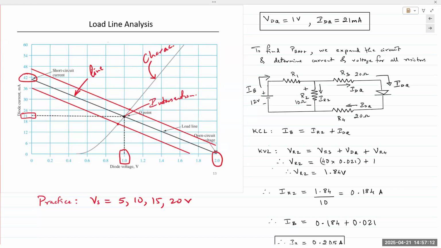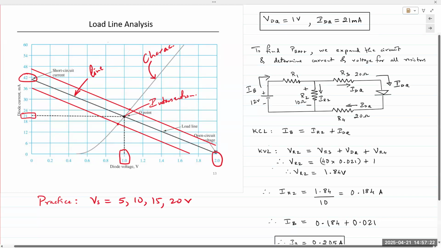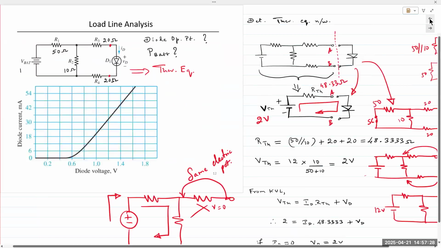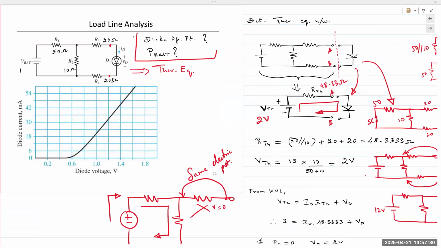Any other questions? Okay, so the intersection point gives us diode voltage and diode current as 1 volt and 21 milliamps. From there, the original question was to determine the diode operating point and the total power delivered by the source, the battery.